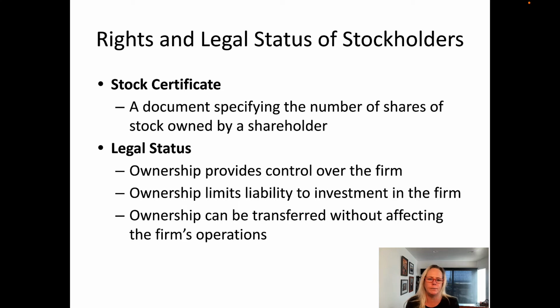Each shareholder receives stock, which is the ownership document in a corporation. And the number of shares you have is commensurate to your level of ownership. As a shareholder, the level of ownership that you have dictates how much control you have over the company. It limits your liability to your investment in the company. So if I invest $10,000 in my business, my overall liability, or what I can lose, is that $10,000. And ownership can be transferred without affecting the company's operations. All I have to do is sell my stock to someone else.